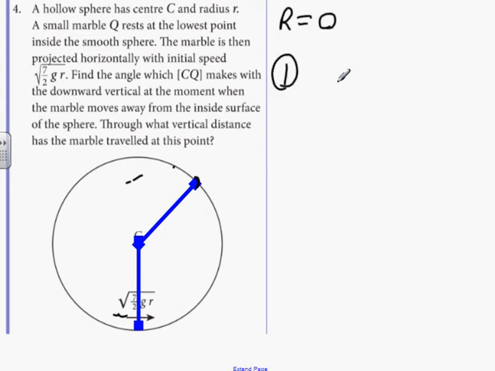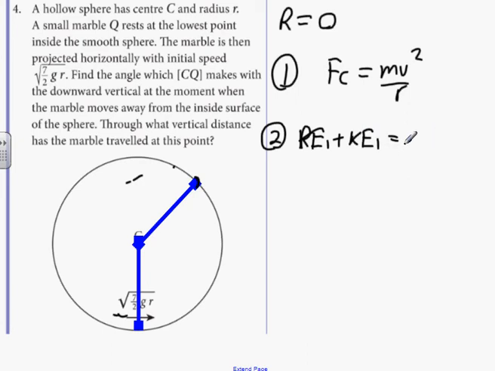We're going to have a formula relating FC, or centripetal force, to mv squared over r. We're going to have a second system which has our potential energy at point 1 plus our kinetic energy at point 1 equals our potential energy at point 2 plus our kinetic energy at point 2.